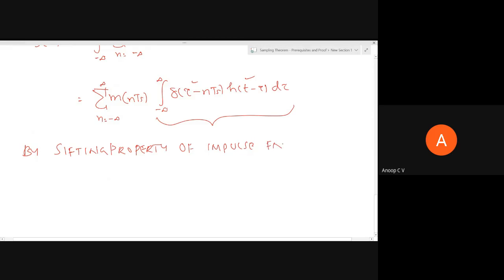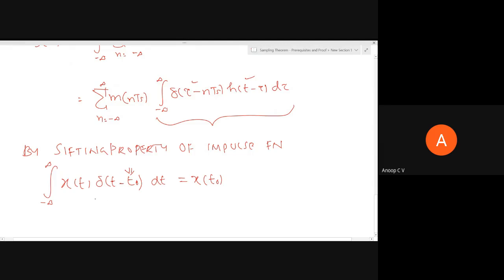of the impulse function, if you have a time domain signal x(t), and you integrate the product of x(t) and δ(t minus t0), where x(t) is a signal as such, and δ(t minus t0) is nothing but δ(t) shifted right by some constant amount t0, then this will be equal to x(t0).